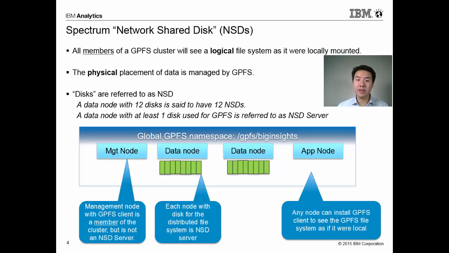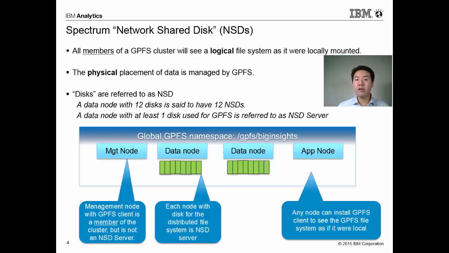The next term I'll cover is network shared disk, or simply NSD for short. And you'll see this term a lot in GPFS documentation. In this picture, what you're seeing is 4 nodes that are part of the GPFS cluster. Just like you would have a Hadoop cluster where they can all see the HDFS file system, these 4 nodes can all see the GPFS file system, and this is locally mounted on /GPFS/BigInsights, for example. So wherever the data actually physically resides, each of these nodes, because they're a member of the cluster, can see all the files as if they were local.